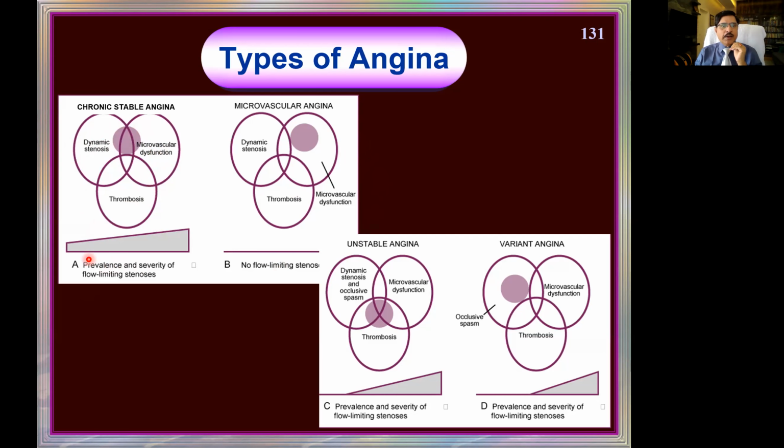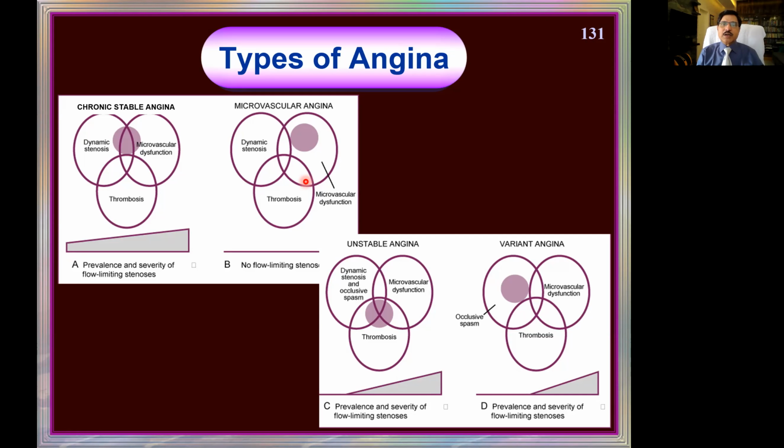You see, this is the course. Slowly it increases over a period of time. In microvascular angina, there is no dynamic stenosis, no thrombosis, but the microcirculation of the heart is at fault. That means the epicardial blood vessels are perfect if you do an angiogram. Sir, angio is normal, sir. Sir, I'm getting pain whenever I walk. There will be ECG changes of ischemia, not infarction, but the epicardial blood vessels will be normal.